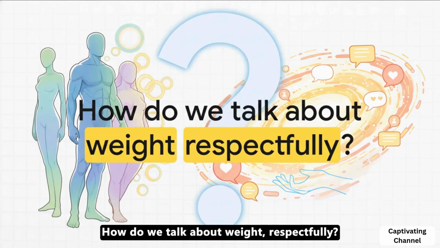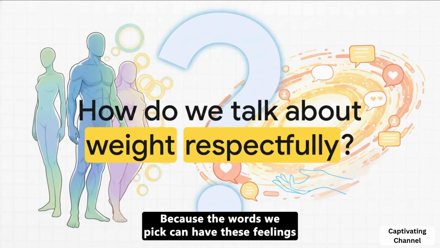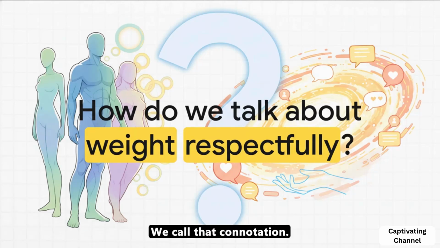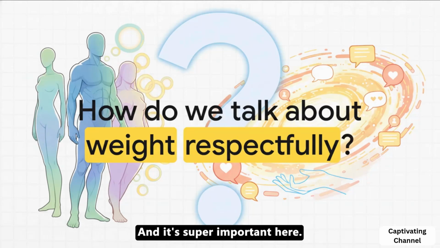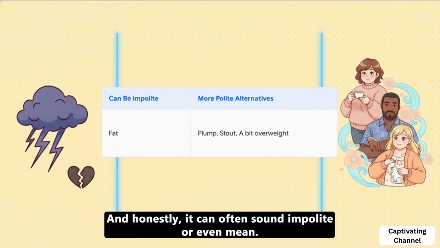How do we talk about weight respectfully? It's tricky, right? Because the words we pick can have these feelings attached to them, either positive or negative. We call that connotation, and it's super important here. This is a perfect example. Look, the word fat. It's very direct, and honestly, it can often sound impolite or even mean.